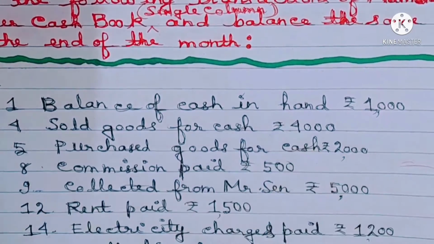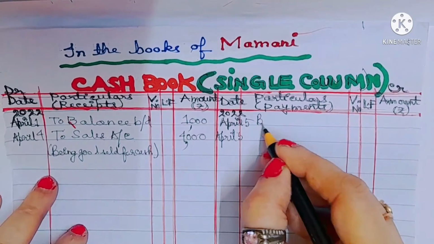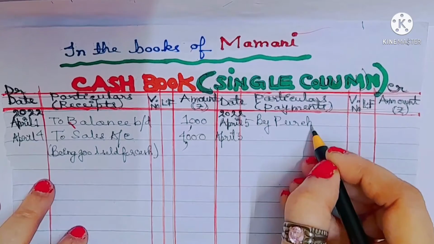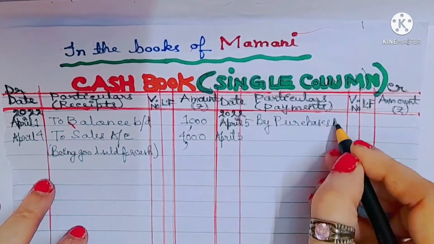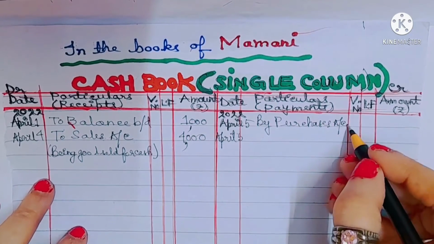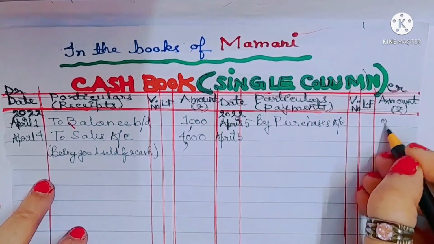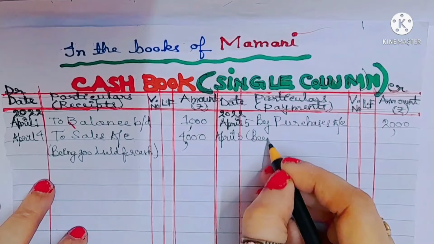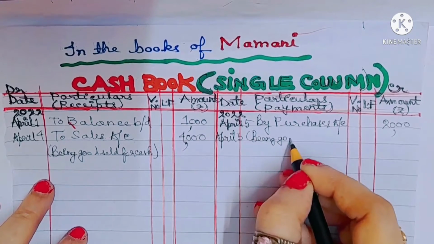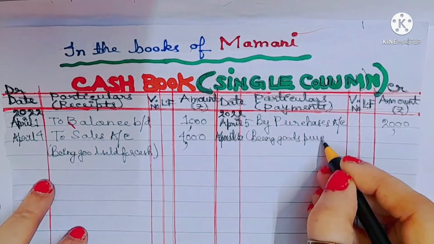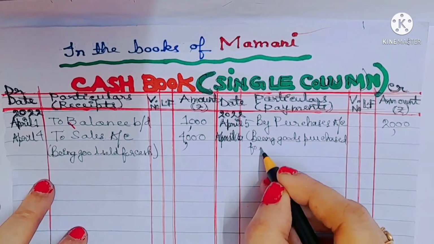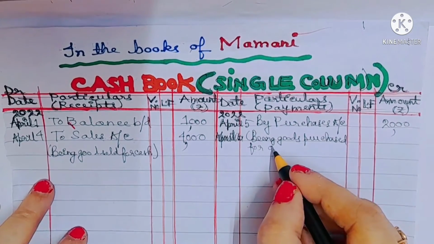So let's write by. Always start with by. By purchases account, how much? 2000. Being goods purchased for cash, in a bracket, just like a journal.